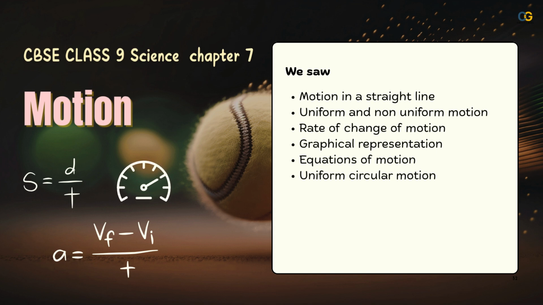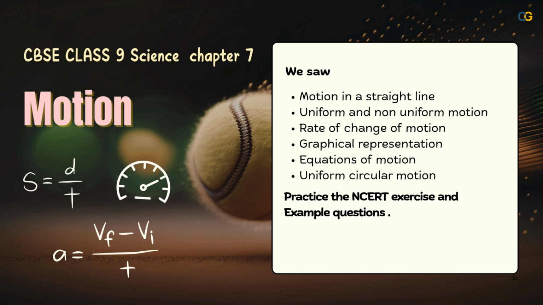So in this video, we saw the CBSE Class 9th chapter Motion, where we understood the difference between distance and displacement, uniform motion, rate of change of motion, graphical representation of motion, equations of motion, and uniform circular motion. I request you again to practice the NCERT exercise and example questions. Remember, if you do not understand this chapter, you will not understand the next 3 chapters of your physics.